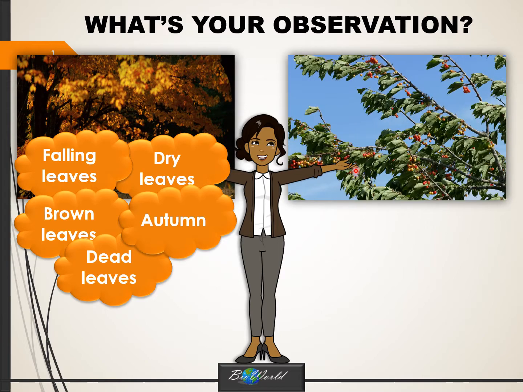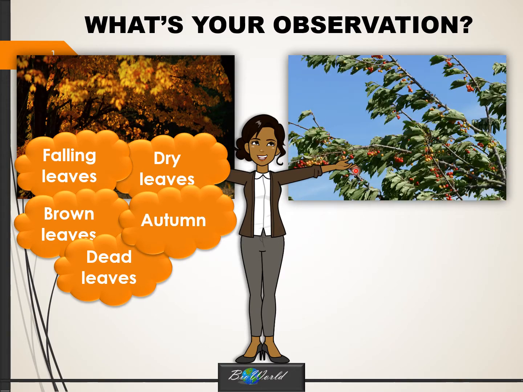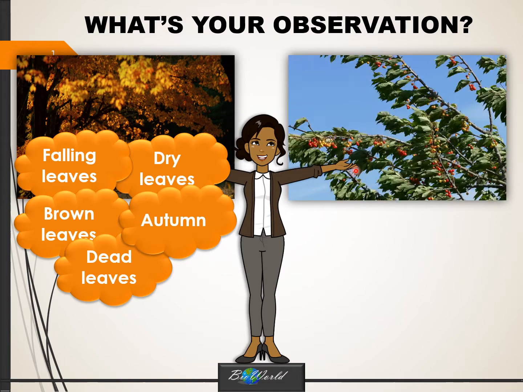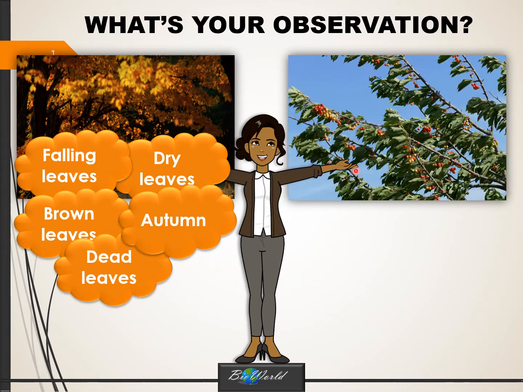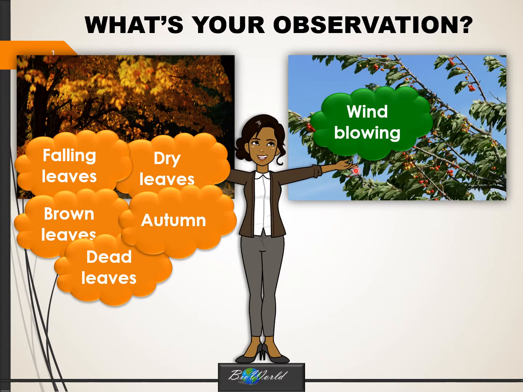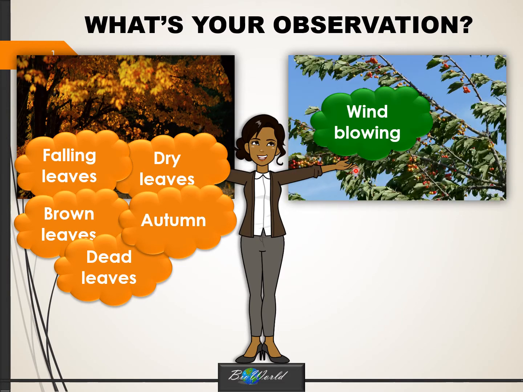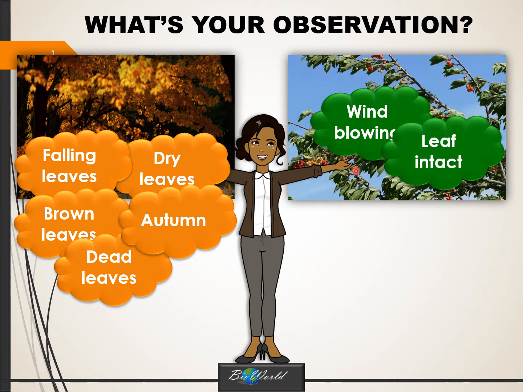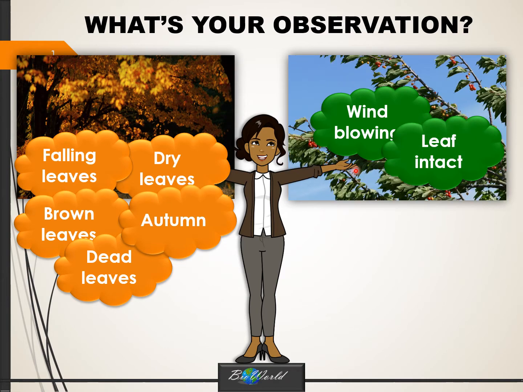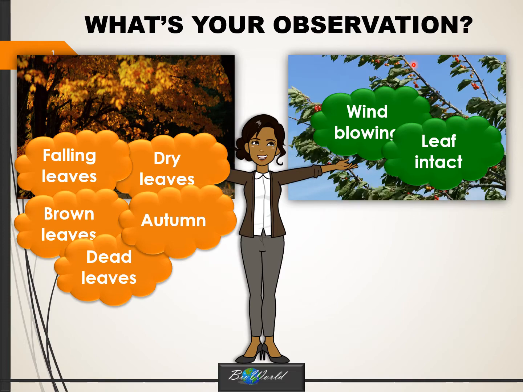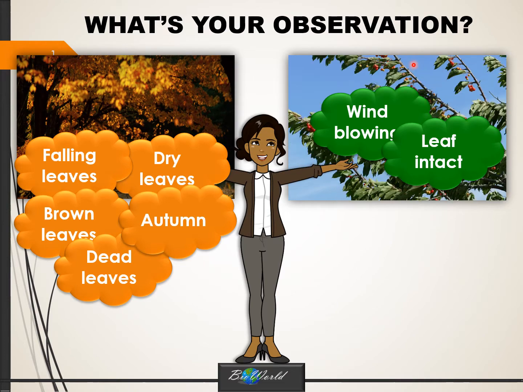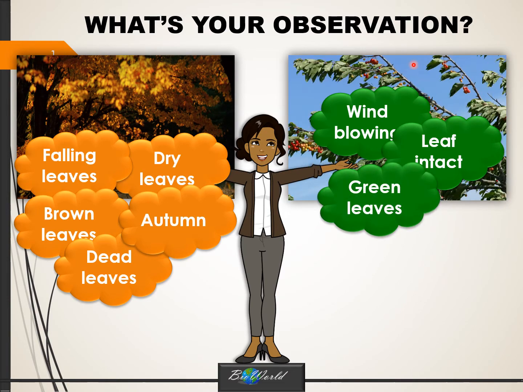I don't have that many words to describe over here, but based on the leaves, I can see that the wind is blowing very strongly. But surprisingly, you see none of the leaves are falling. So I'll consider that the leaves are intact. That means they are attached to the plant or the tree. And the color of the leaf, of course, is green.